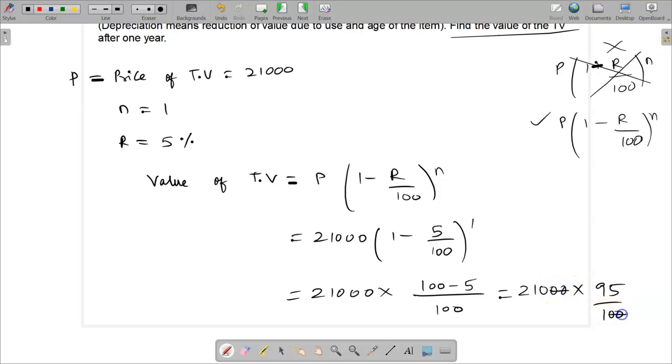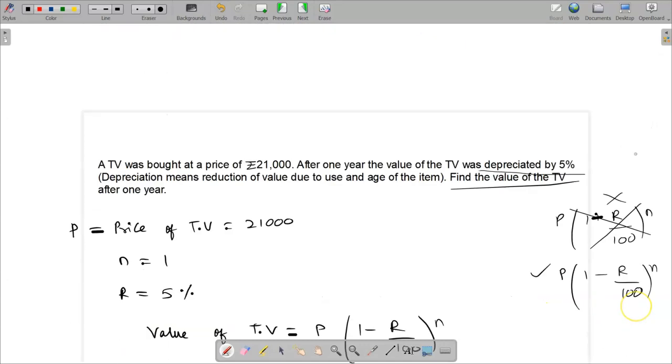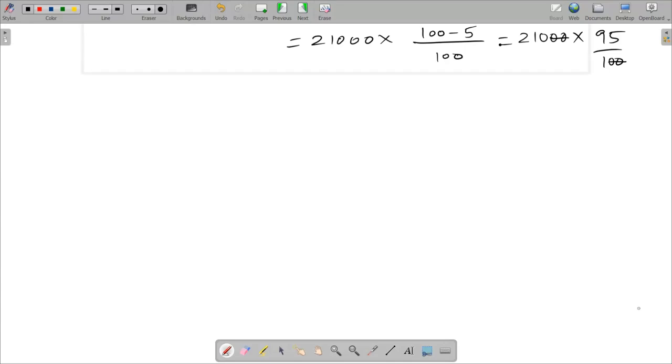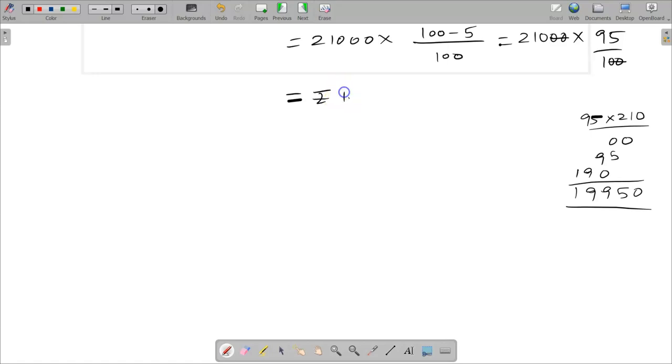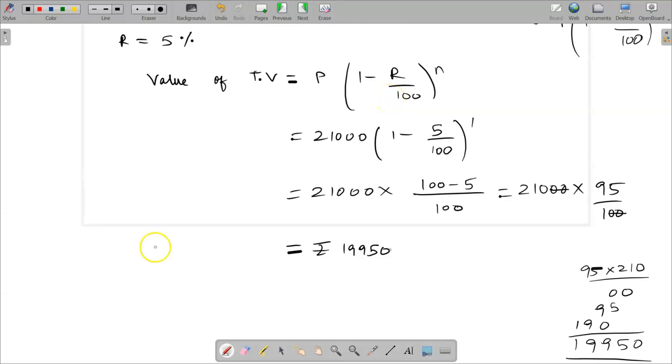So the 00 get cancelled, both in the numerator and denominator. So 95 into 210 we have to find out. So 95 into 210: 0, 5 times 0 is 0, 5 times 9 is 45, 5 2s are 10, 1. So 18 plus 1 is 19. So 0, 5, 9, 9, 1. So the answer is rupees 19,950. Okay, so this is the value of the TV after 1 year.